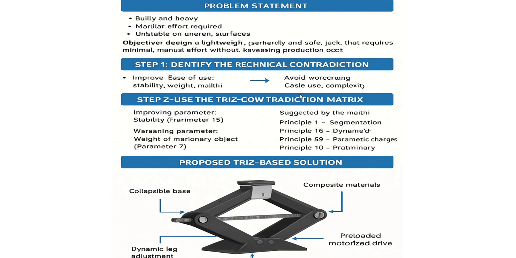Step 1 is used for TRIZ. Step 2 is used for TRIZ contradiction matrix. This matrix is used for how to make the car jack. These are the car jack photos.